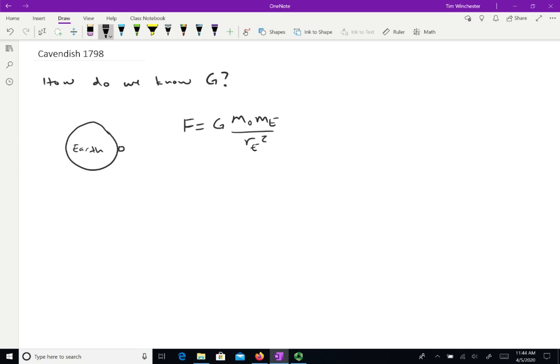Well, the radius of the Earth is easy enough to figure out. People have known that for over 2,000 years. And the mass of the object is also easy. But the mass of the Earth is kind of a wild card here. We don't know that. And we also don't know G. Okay, so we have two unknowns here.